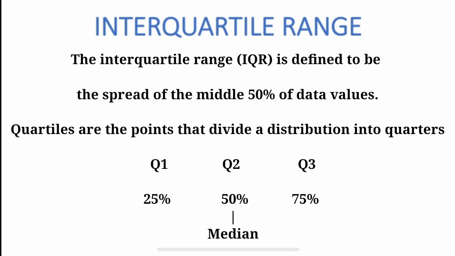Quartiles are the points that divide the distribution into quarters, which means into 4 equal parts. One part is known as Q1, containing 25% of the data, another is Q2, containing 50% of the data, and Q3, containing 75% of the data, and the last one, Q4, which contains 100% of the data. And remember, Q2, which contains 50% of the data, is considered the median in the interquartile range.